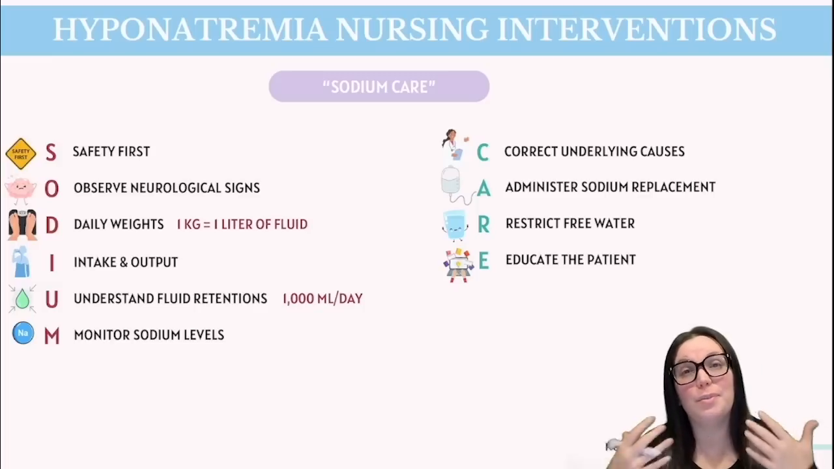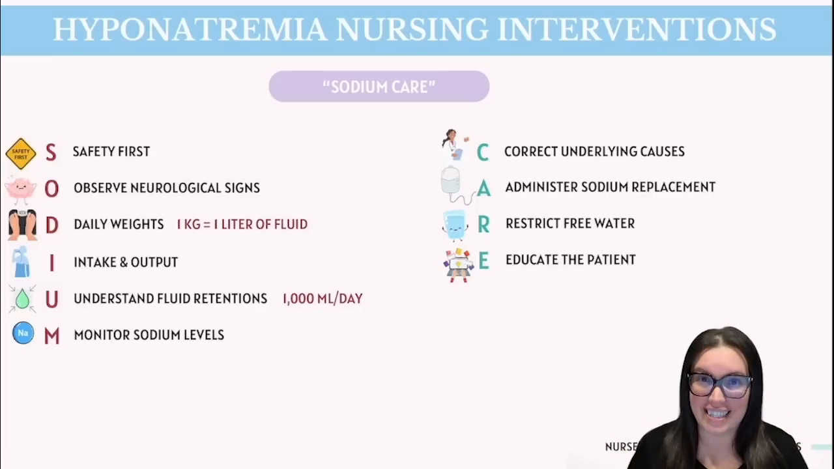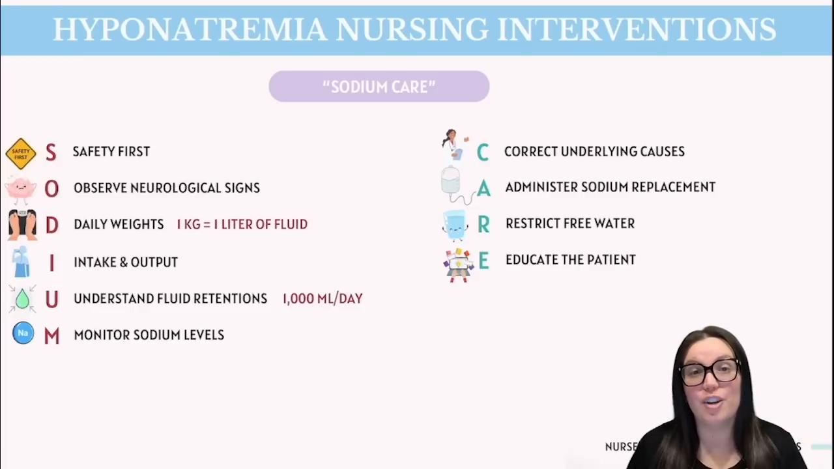O stands for observing neurological status. So we want to monitor for signs and symptoms when it comes to confusion, lethargy, and worsening neurological symptoms, as we know, hyponatremia can lead to cerebral edema. By performing these frequent neurochecks, they're going to help us detect early changes so that we're not addressing something too late.